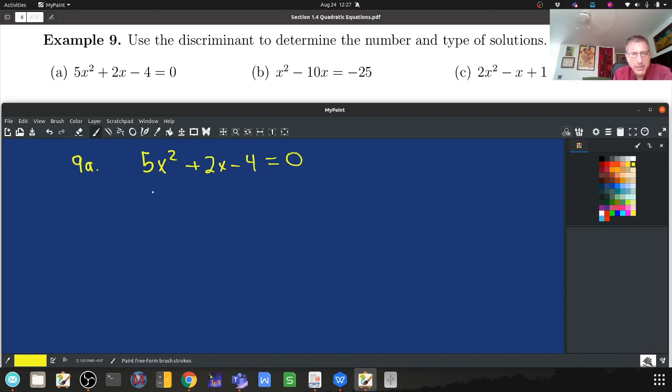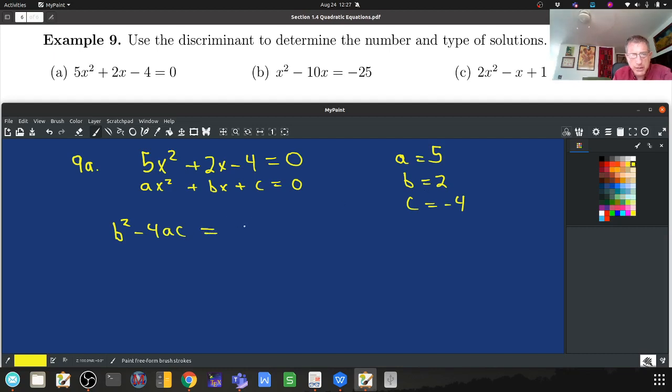So let's identify my a. So this is ax squared plus bx plus c is equal to 0. So my a value is equal to 5. My b value is equal to 2. And my c value is equal to minus 4. We have to take the minus. So the discriminant is b squared minus 4ac. So let's figure out what that is.